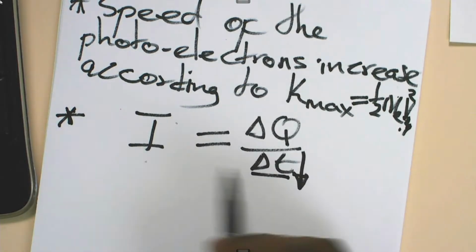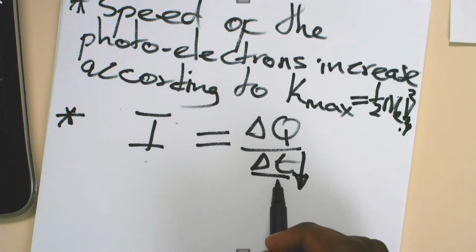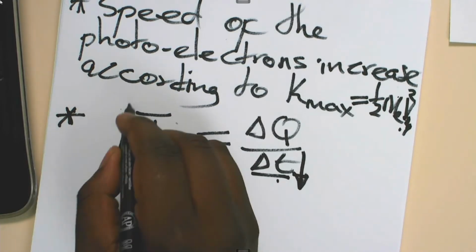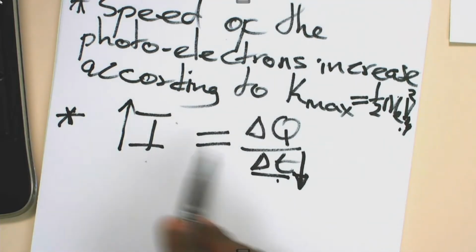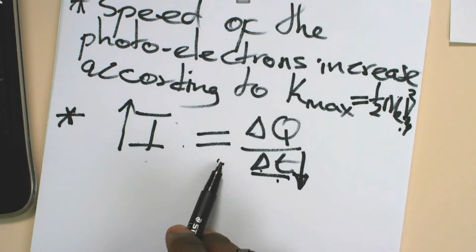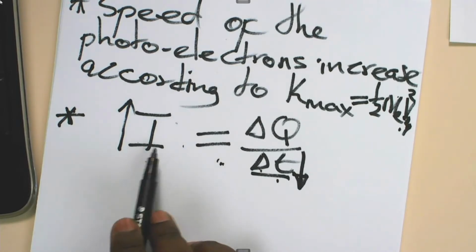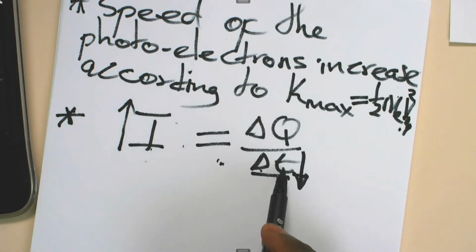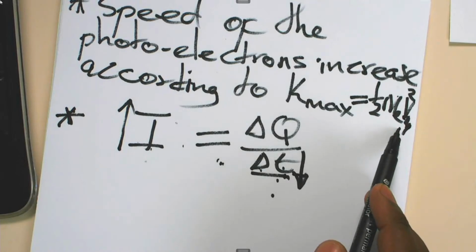And according to this formula, when time decreases, then we expect the current to do what? To increase, because according to this, they are inversely proportional. When current increases, then time decreases. So how do you decrease time? You decrease time by increasing the speed of the photoelectrons. But where does that come from?